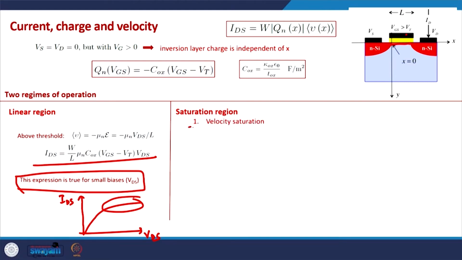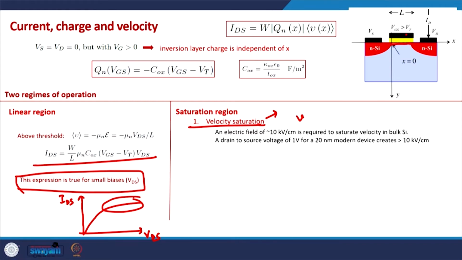So, let us consider the case of velocity saturation. This happens in small channel MOSFETs, because when the channel length is very small, the electric field becomes extremely high and the velocity actually saturates to a certain value. In one of our previous discussions, we have seen that typically an electric field of around 10 kilovolt per centimeter is required to saturate the velocity in bulk silicon. And if we have, let us say, a 20 nanometer MOSFET or even 50 nanometer MOSFET, and we apply a drain to source voltage of 1 volt, the electric field will be way higher than this value. So, the velocity would possibly saturate, given there is enough scattering in the channel.